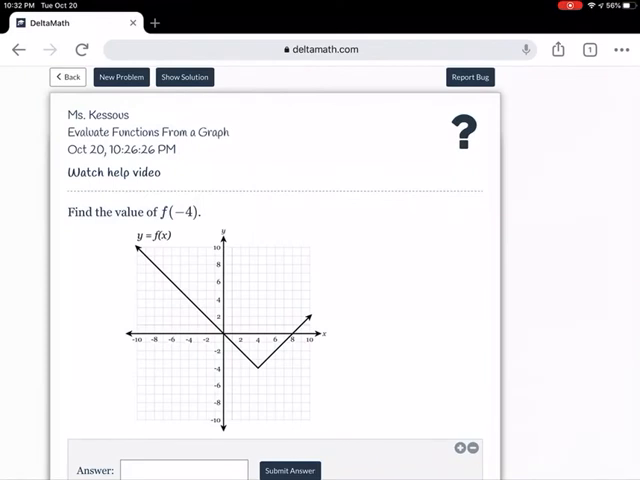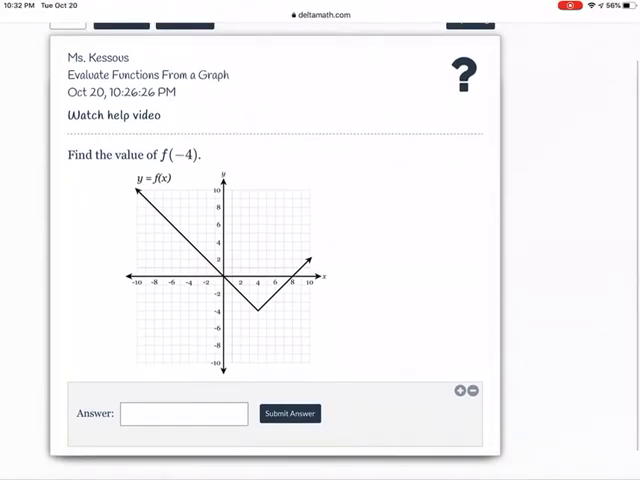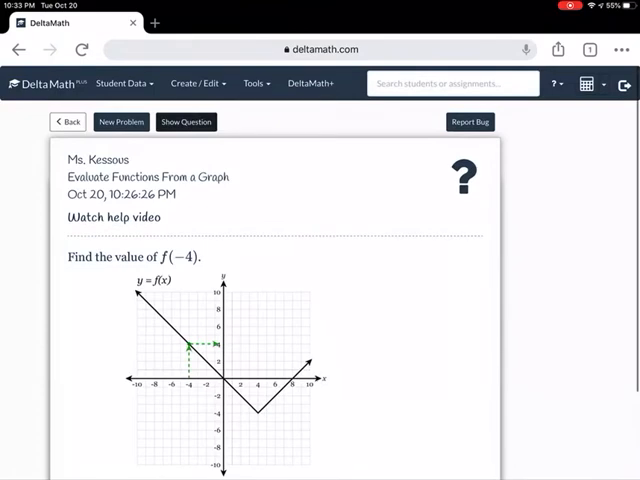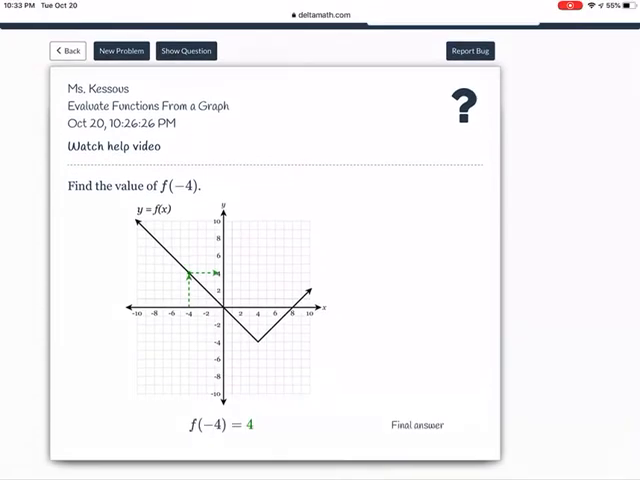So let's take a look. So what this is going to look like is it might say, find the value of f of negative 4. That's how you say that, f of negative 4. So remember, if it's in parentheses, that's the x value. So x equals negative 4. So I'm going to go to the x-axis, and I go to negative 4 on the x-axis. And then I go up, and I see what that's equal to. So the x is negative 4, so I go to negative 4 on the x-axis, go up, and that's equal to positive 4 on the y, and that's why positive 4 is the answer.